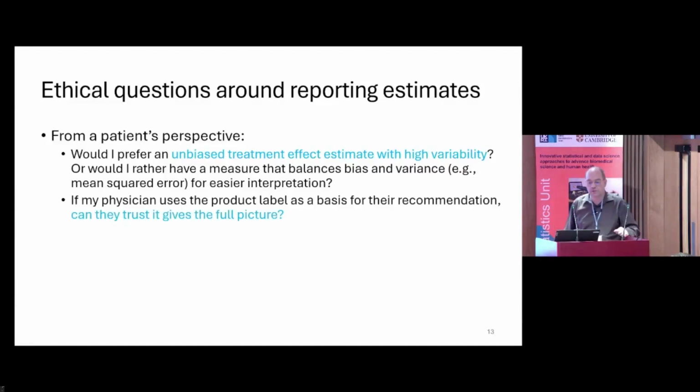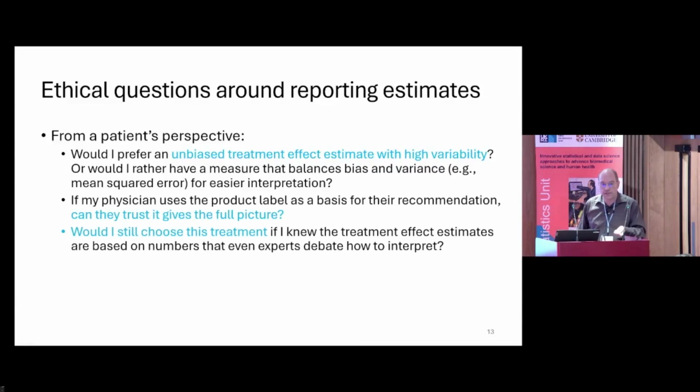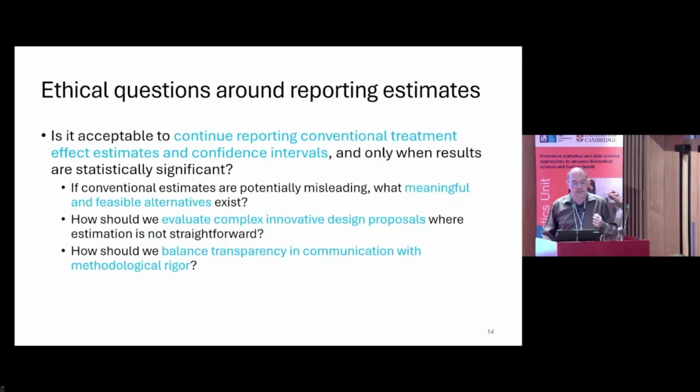If my physician uses the product label as the basis for their recommendation, can they trust it gives the full picture, given everything I just said? Would I, as a patient, still choose this treatment if I knew the treatment effect estimates are based on numbers that even experts, like the ones here in this room, debate how to interpret? So putting all this together, is it acceptable to continue reporting conventional treatment effect estimates and confidence intervals, and only when results are statistically significant?